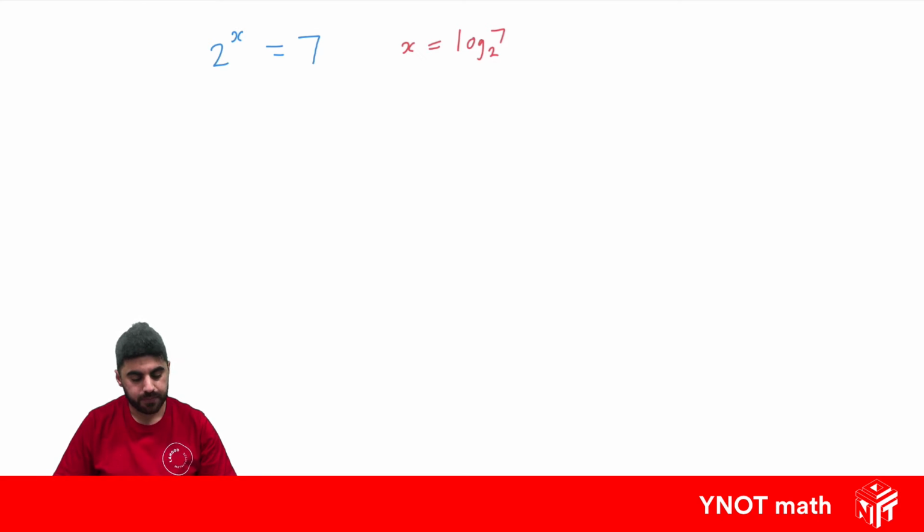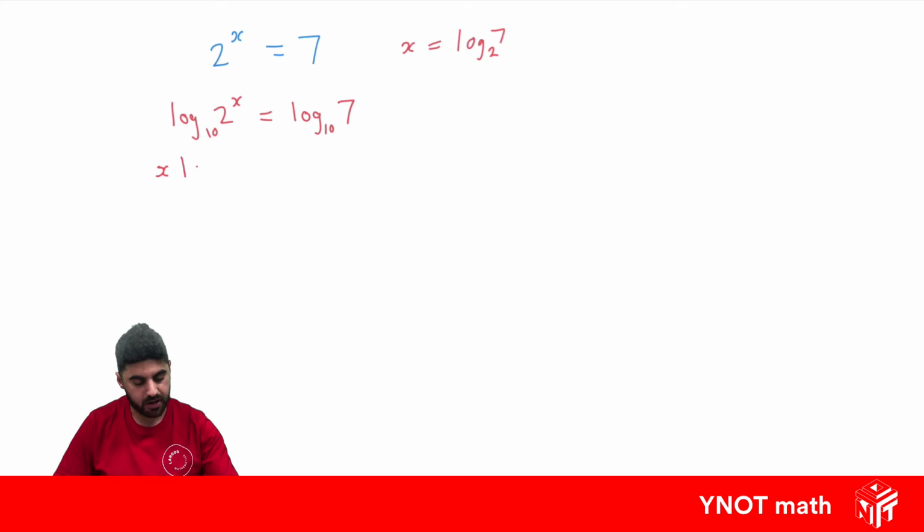Another way to do it is to log both sides of the equation with whatever base you want. So we're going to log the left-hand side with base 10, and we're going to log the right-hand side with base 10 as well. Because in an equation, whatever you do to one side, if you do it to the other side, the equation holds true. Now we can use our log law knowledge. When we have a power, we can bring it to the front.